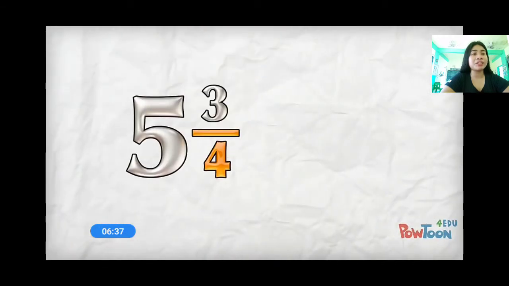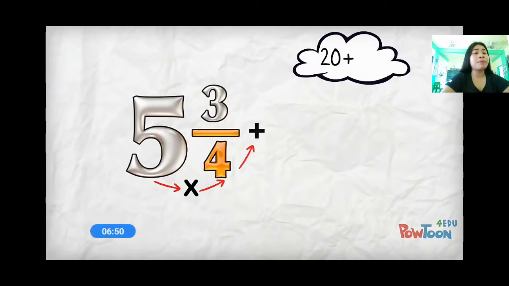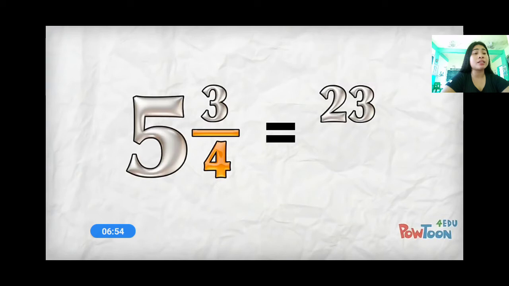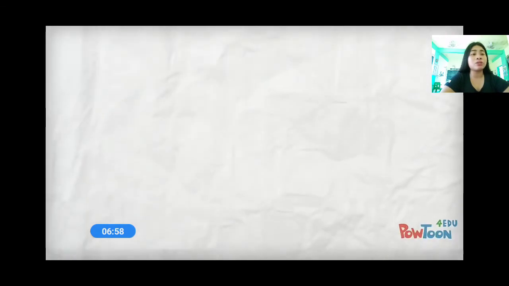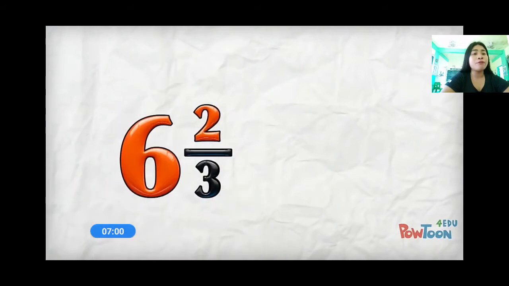Okay, that's easier. You're going to multiply first the whole number and the denominator, and then you're just going to add the numerator. So we say 5 times 4 equals 20 plus 3 equals 23. You're going to put 23 as the numerator and then just copy the denominator. So the answer is 23 over 4.